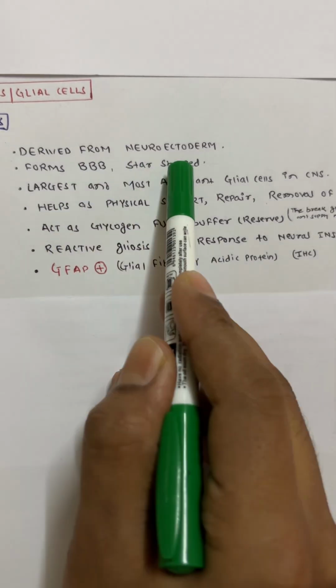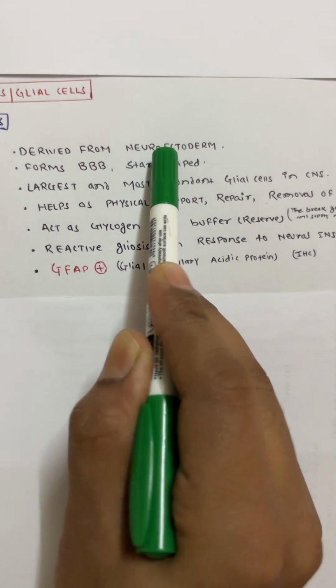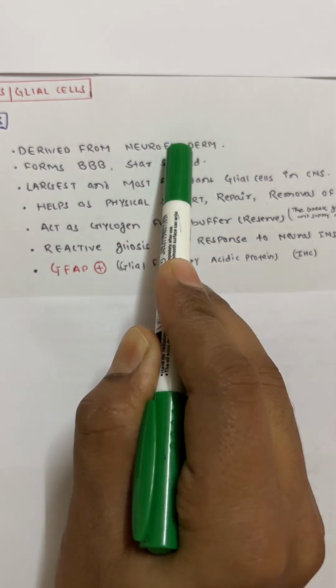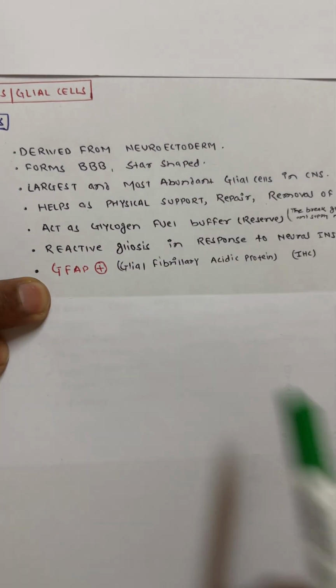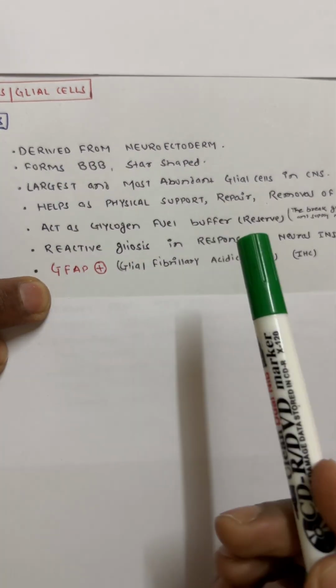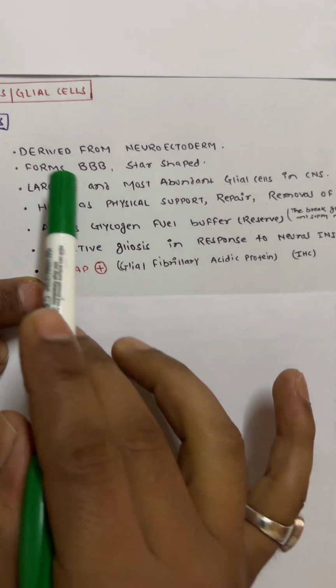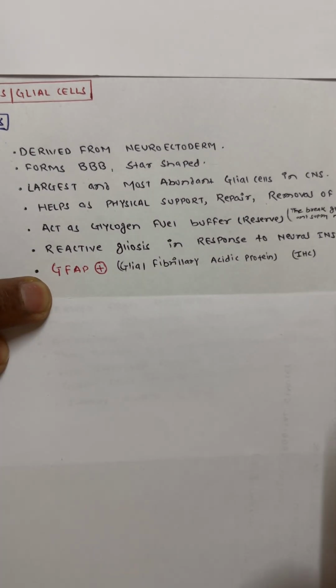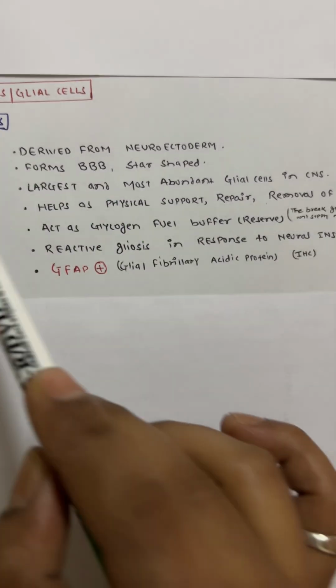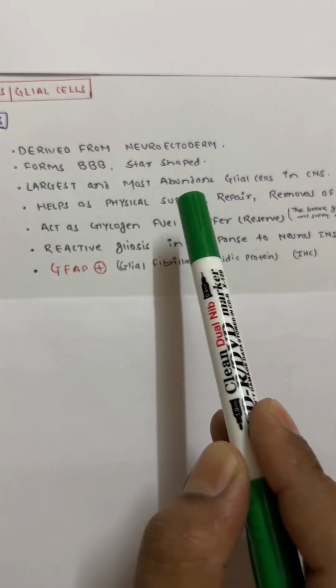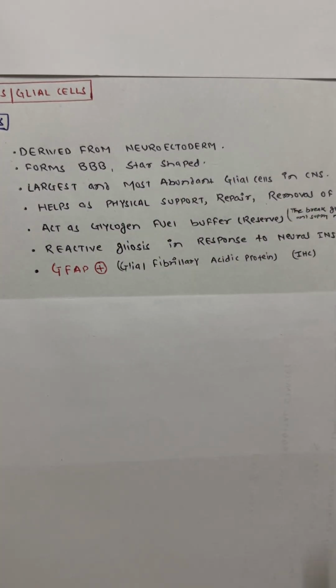This astrocyte is derived from neuroectoderm. Remember this neuroectoderm, because they ask in this line in MCQs. It forms the blood-brain barrier. We all know there is a barrier between brain and blood. So this astrocyte helps in formation of the blood-brain barrier, and the shape of this astrocyte is star shaped. This astrocyte is the largest and the most abundant glial cell in our central nervous system.